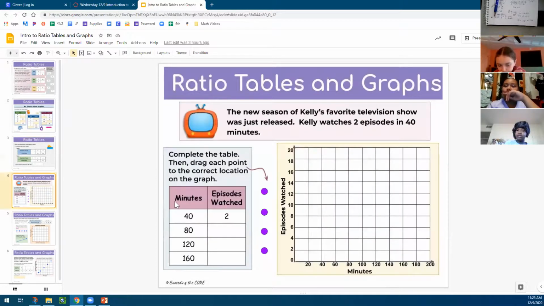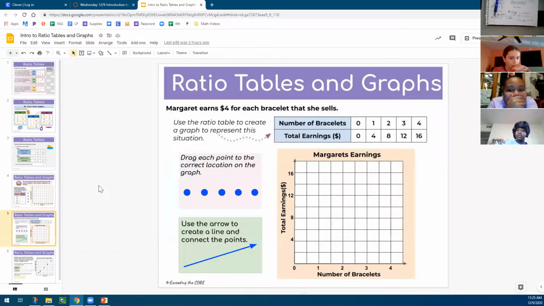Okay. Then you get to practice a little bit of graphing. You'll read all the information on here, fill in the ratio table, and then these dots can be dragged into the graph so that you can plot your own spots. This one is going to be very similar. The only thing you're going to do now is use the arrow to draw a line through the point of origin and through your spots. We're just practicing getting the numbers on a graph. We're not doing anything else with them right now.